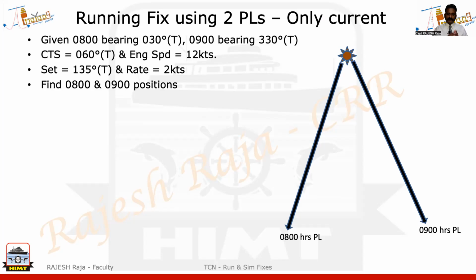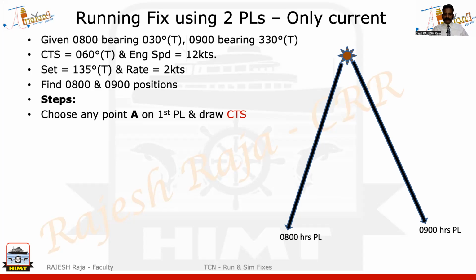The question is again the same thing. The moment you put any environment, we have already seen that we will be forming a chart work triangle. You can see CTS and engine speed are given, so that means it is an allowing method. If you remember from the previous basic chart work triangle problem how to do the allowing method, I'm going to show you. The steps are the same. So let me start again with choosing a point A on the first PL.